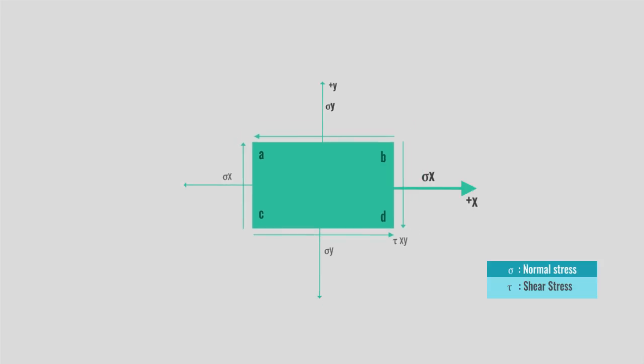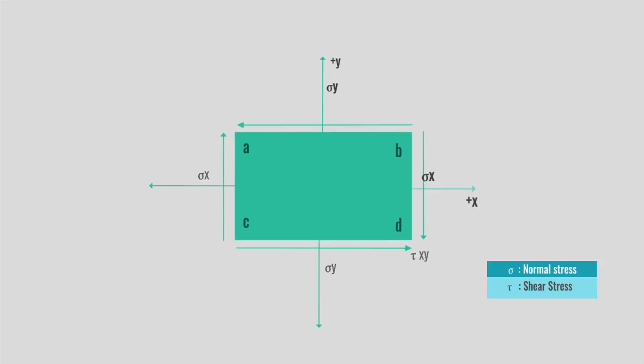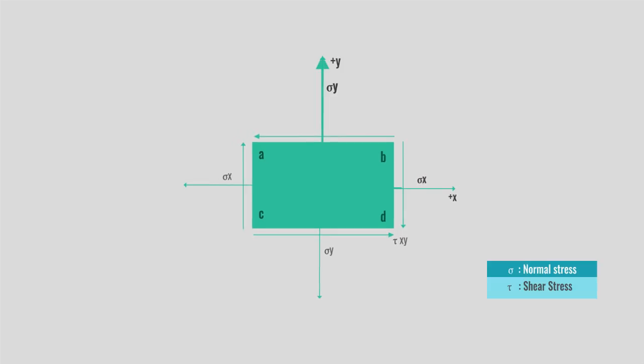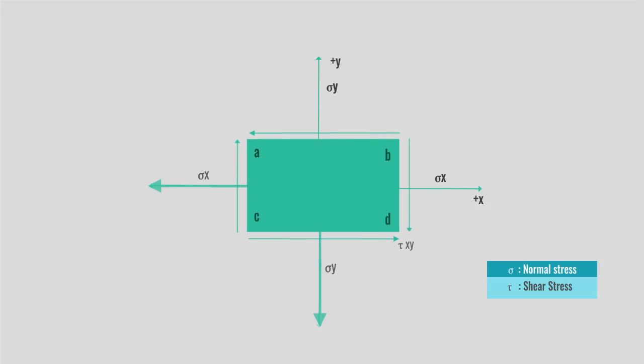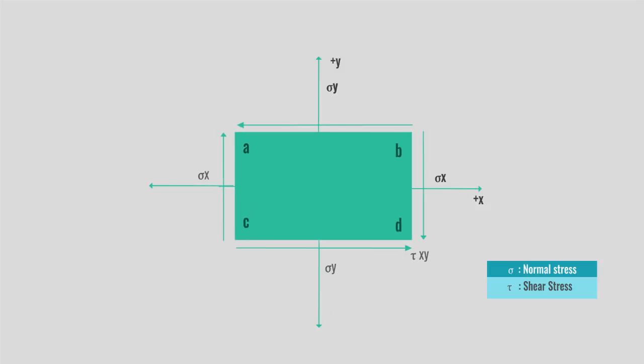This horizontal line is described as the plus x-axis. The vertical line is described as the plus y-axis. Next is defining the stress. We must make sure that we can distinguish between the positive stress and negative stress based on the coordinate system.